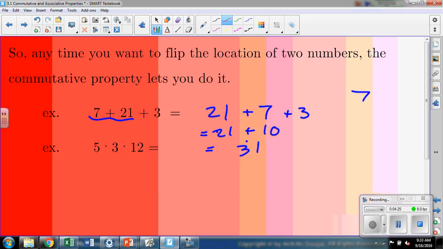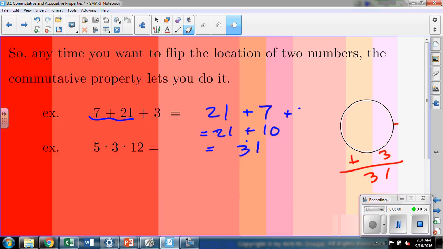7, I wanted to color here in red, 7 plus 21. Well, they're not even lined up correctly. Even if you flip them and wanted to do 21 plus 7, that gives you 28. And then we'd have to still add on 3, which gives us 31. So we can still do it. We can still get the answers without using the commutative property. It's just longer. It's more work for us. And we're trying to find the easier ways to do it.